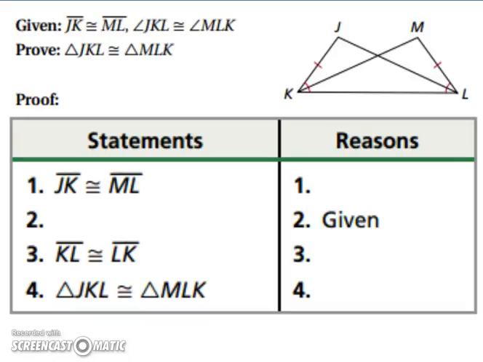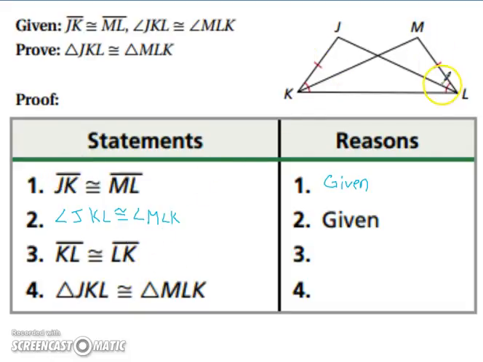Let's look at a proof. JK is congruent to ML, and angle JKL is congruent to angle MLK. Now we need to prove that our two triangles are congruent. So we have JK is congruent to ML, and that is given to us. The other given that's not in this first statement is angle JKL is congruent to angle MLK. Once again, you always start with your given and end with what you're trying to prove.